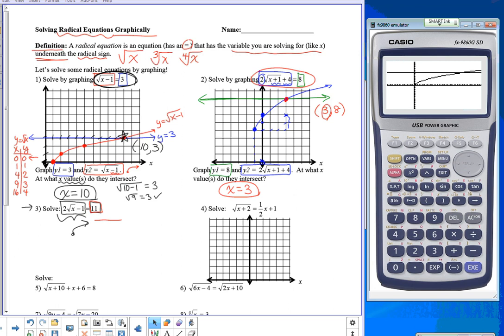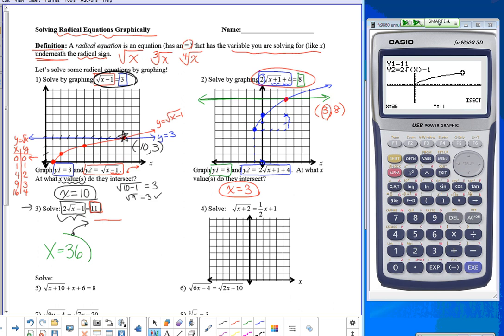Now I can see where they cross, so I could either zoom out or keep changing my window, and then I GSolve, find the intersection, and they cross at x equals 36. So x equals 36 is my answer. If you needed to show work for this question, you could just sketch a little axis. You could sketch your half a sideways parabola. You could sketch your horizontal line, and you could just give an indication of where they cross. Now they cross at y equals 11, but that's not important for this one. All that was in the question was the x.